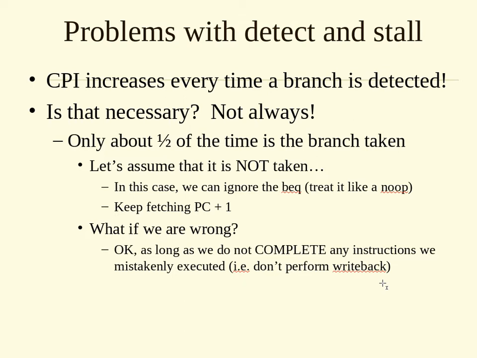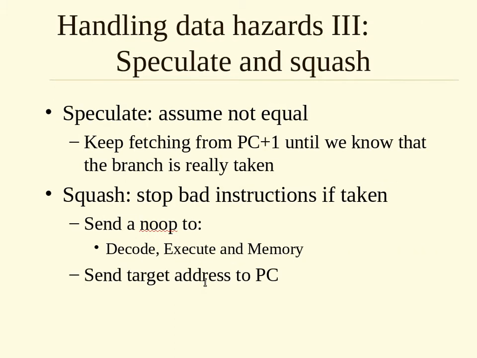Think about this for a moment. Only half the time the branch is taken. Only half the time the branch is not taken. So if we just predict that it's taken or not taken, then we're at least correct 50% of the time. And what's nice is if we predict not taken, then we just treat it as a no-op. And then if we're wrong, we go back and squash all the instructions and fix it. So this is called speculate and squash. Assume not equal, keep fetching, and then squash if things are wrong.